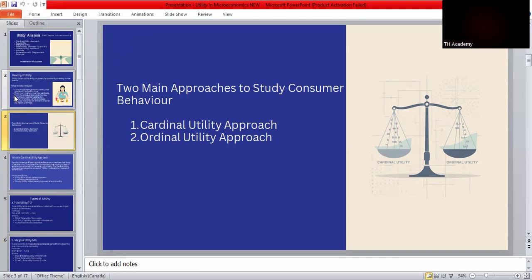And the second one is the ordinal utility approach. Unlike the first one, here we don't measure satisfaction with numbers. Instead, we rank our preference. For example, you might prefer tea over coffee or chocolate over chips. So it's all about which option is better, not by how much. So together, these two approaches help economists understand how people choose between different goods and services.